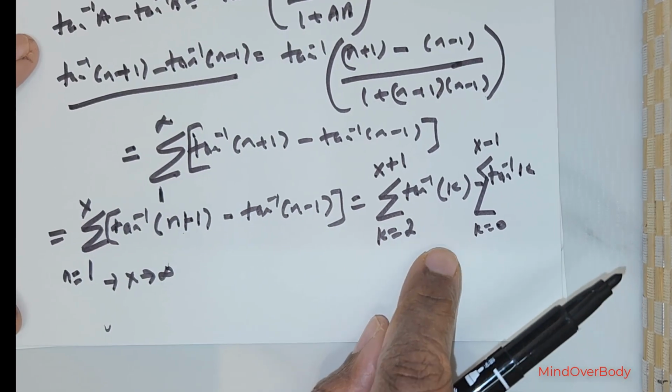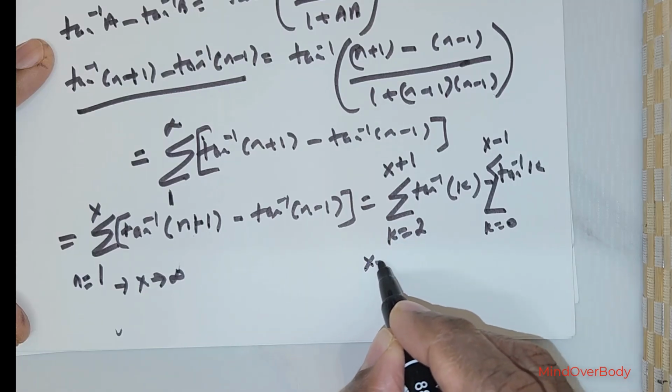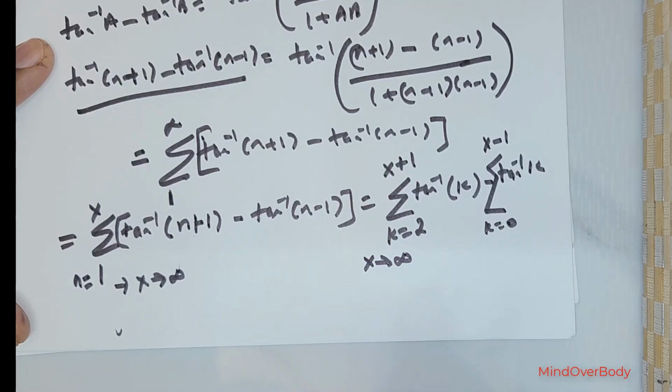So this is a very important step. Of course x is tending towards infinity, for all x tending towards infinity.